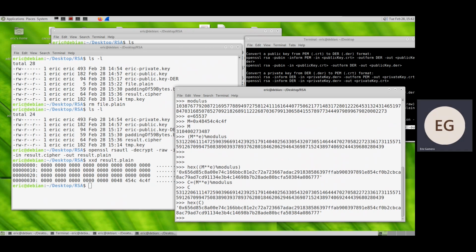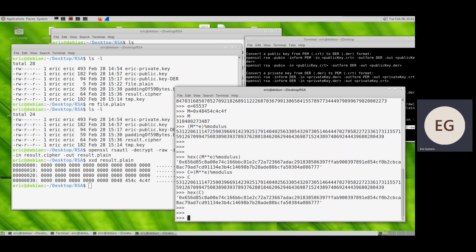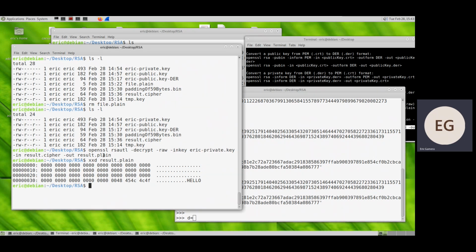If I want to decrypt the ciphertext, now I give you the integer that corresponds to the ciphertext. How do you go back to the plain text? You should do C to the power of the private exponent, which we normally call D. We don't have the private exponent. It is in the private key of Eric. Let me show you the private exponent again.